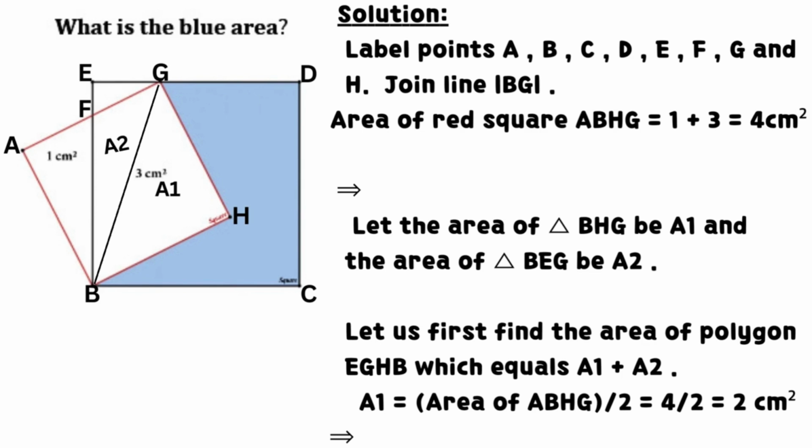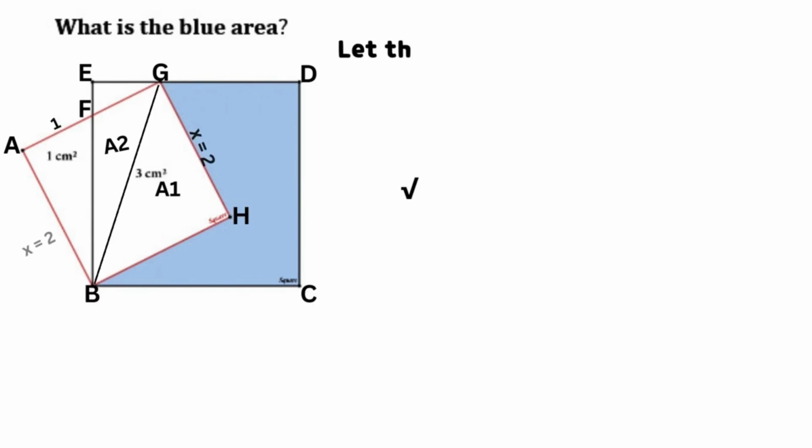Let the area of triangle BHG be equal to A1 and the area of triangle BEG be equal to A2. Let us first find the area of polygon EGH, which equals the sum of A1 and A2, where A1 equals half the area of ABHG, which equals 2 square centimeters.